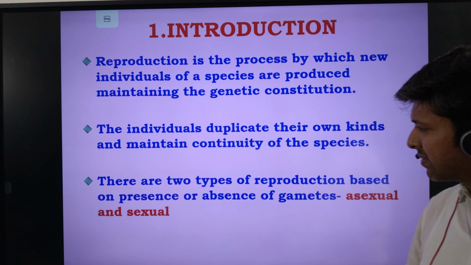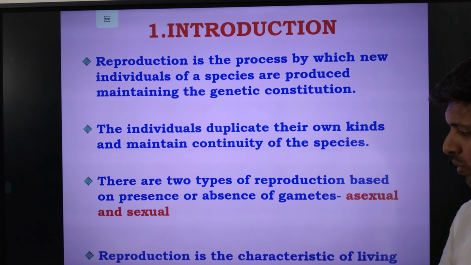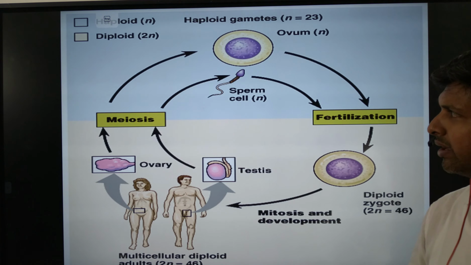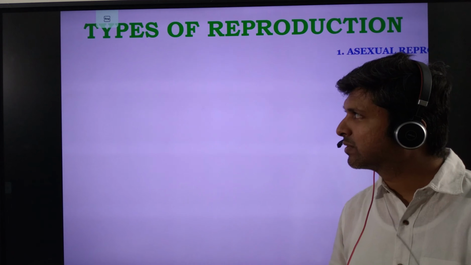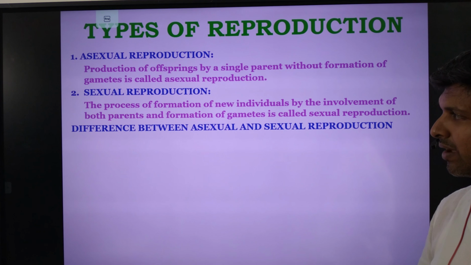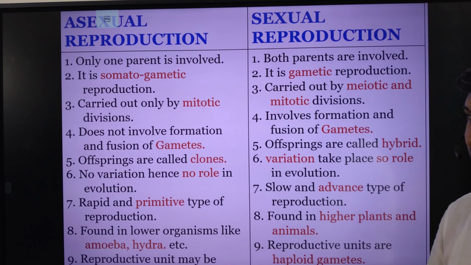And there are two types of reproduction, asexual and sexual reproduction, and reproduction is the characteristic of living beings. Then let's see the types of reproduction. As I've told you, asexual and sexual, let's see that in detail. We're going to see the difference between asexual and sexual reproduction.